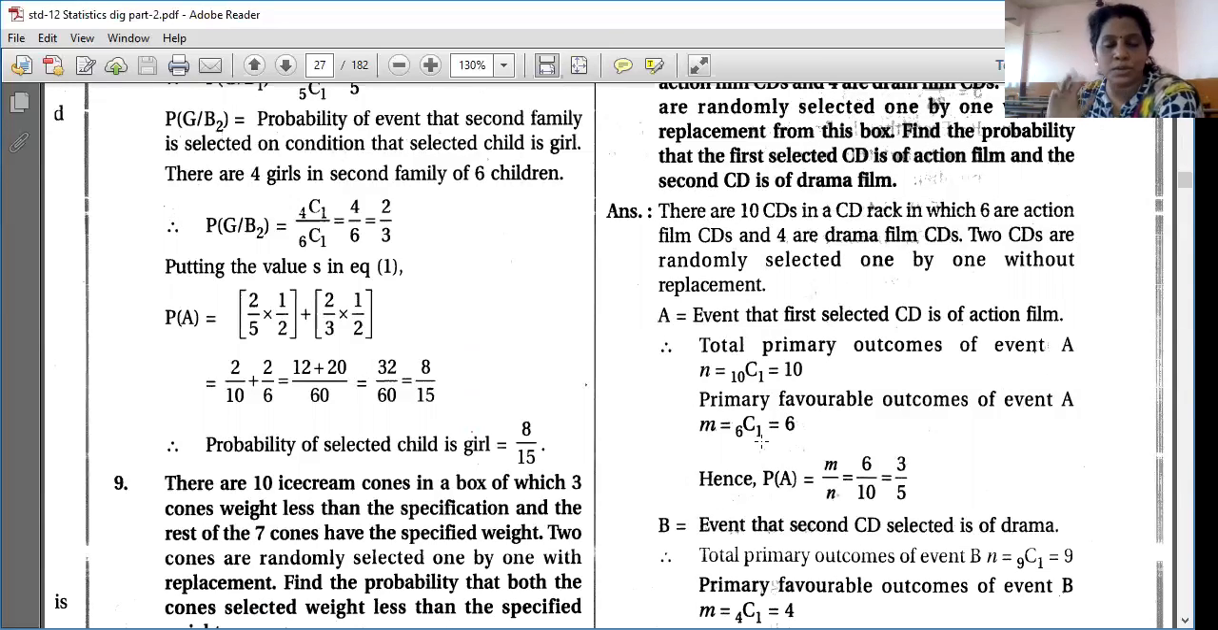This much you have to write from the question. We start with a statement, right? Then first event, that the first selected CD is of action film. So what will be your total outcome? What will be your n? That is 10C1. Okay, that will be your n. Now the primary favorable outcome of event A, that is m. So what will m be? 6C1, that is 6. So what is P of A? P of A equal to m upon n, that is 6 by 10, that comes to 3 by 5.